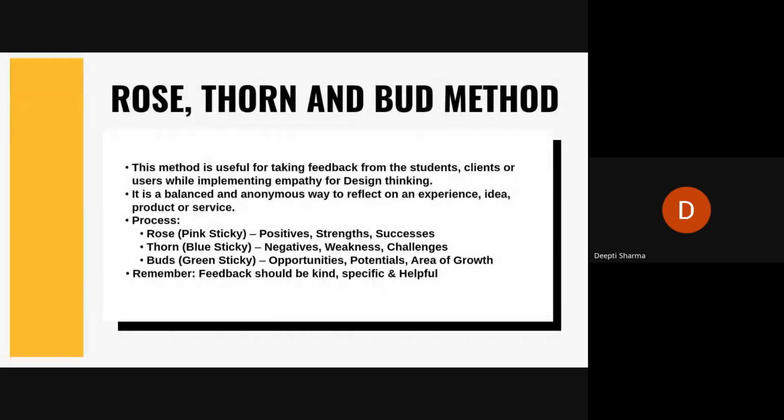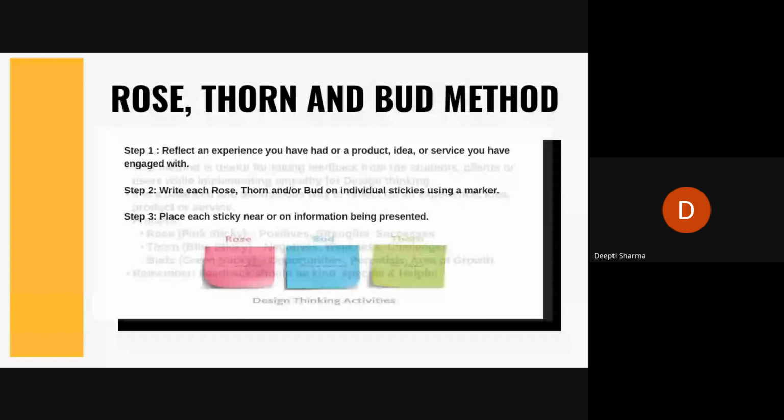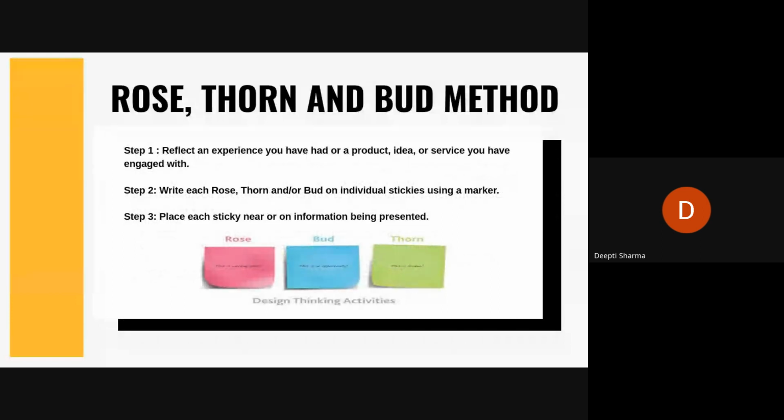Remember, the feedback should be kind, specific, and helpful. We should not interrupt the participants who are giving the feedback. We should be very kind and empathetic towards understanding their perspective, and both we and they should be specific and helpful. So these are the rose, bud, and thorn method.